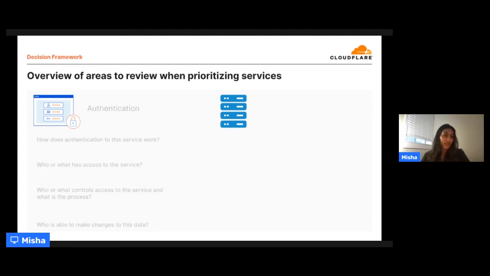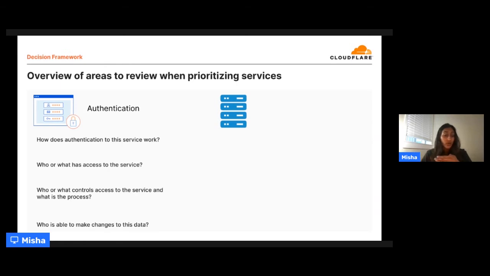So these are an overview of areas to review when you're trying to prioritize which service or system to look into. The first one is authentication. Some of the questions that I've thought through in the past are: how does authentication to the service work? Who or what services has access to this system? And who or what controls access to it? It could be very much a process-related vulnerability or gap where one person has the ability to grant access to engineering teams to a data store. And then, who is able to make changes to this data?